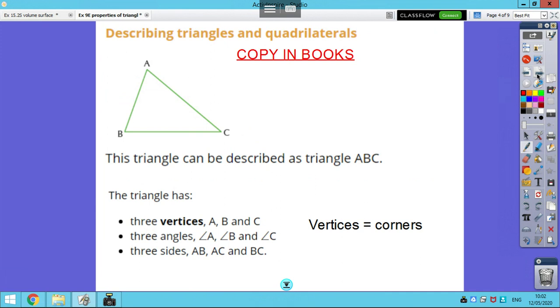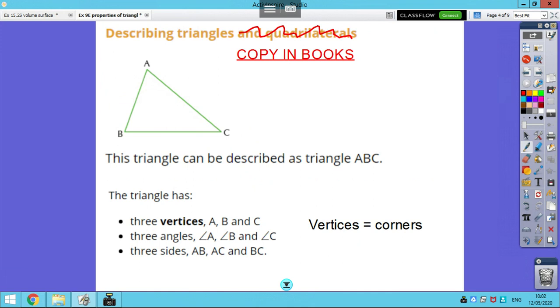Okay. Here we get down to the important bit that maybe you won't have seen before. Describing triangles and quadrilaterals, where we're only going to be describing triangles today. As you can see, we've got a triangle here, and in its corners, it has letters A, B, and C. So we can call this triangle ABC, because of the letters that we've given to its corners.